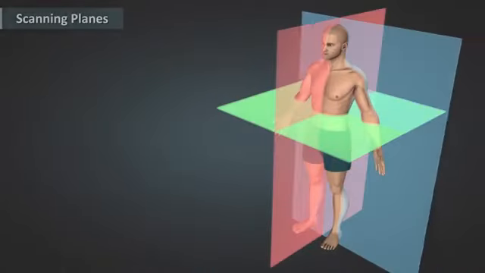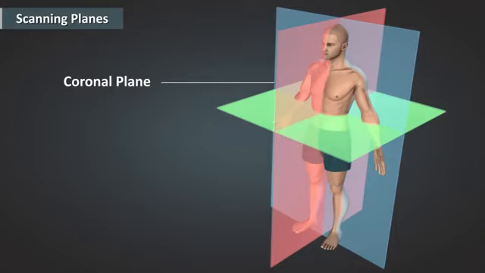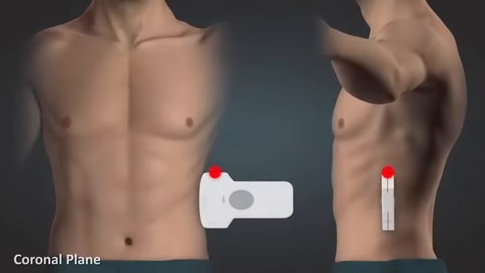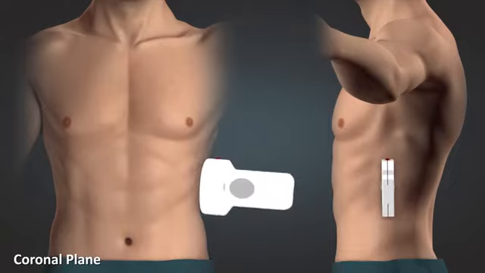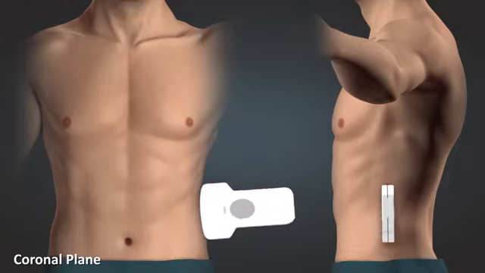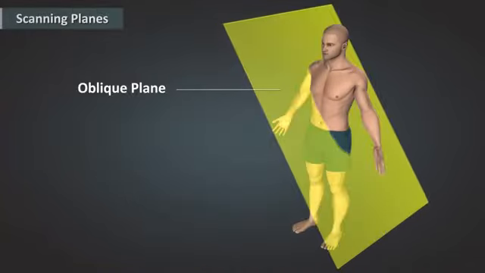The next plane we will look at is the coronal plane. The coronal plane separates the patient's anterior and posterior, or the front from the back. The last plane we will discuss is the oblique plane. The oblique plane is oriented neither parallel to nor at right angles from the other planes. This is used to image structures that are positioned at angles inconsistent with the other planes.